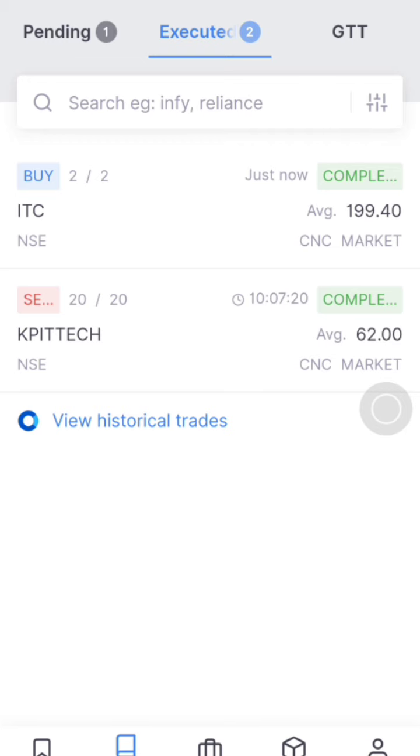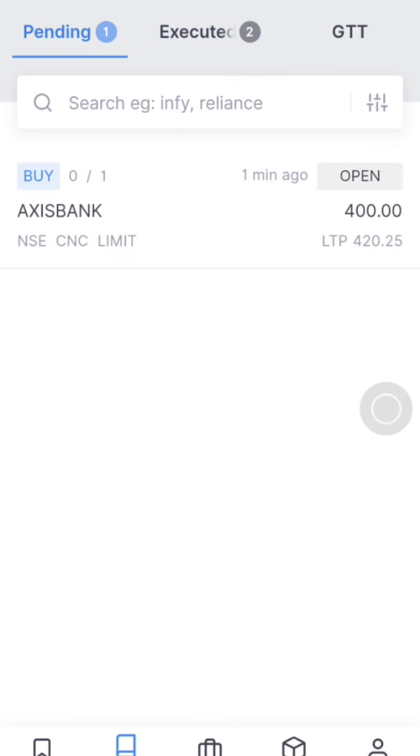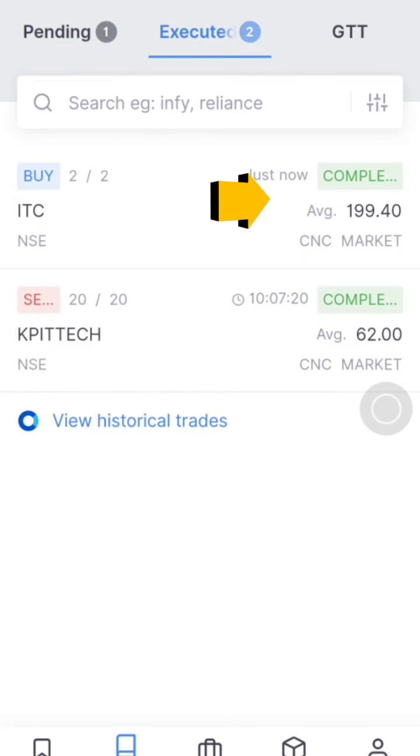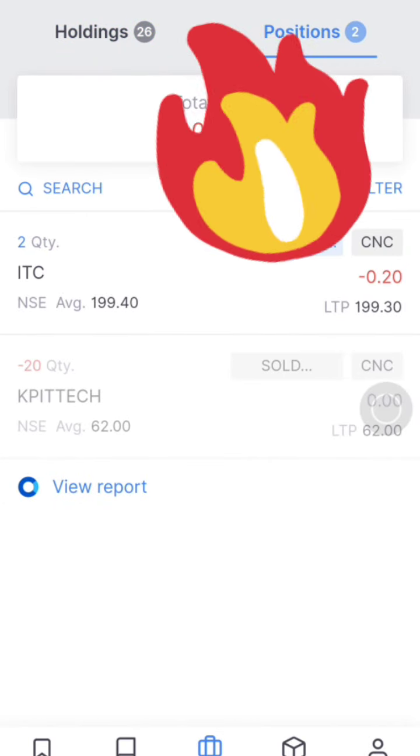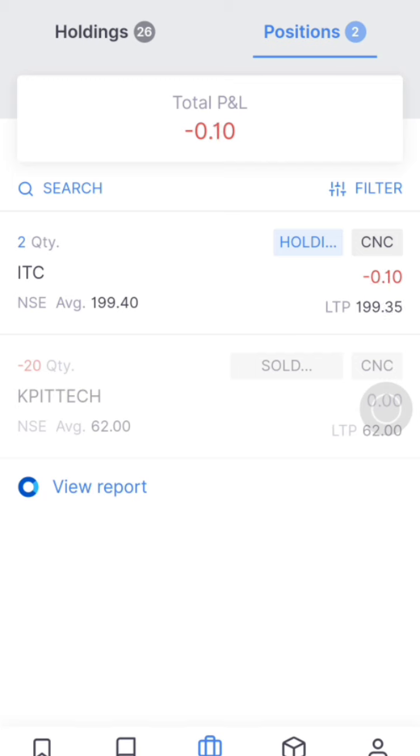So what you see is showing completed. It means, see, in pending it's showing my Axis Bank, because it's not triggered till now. I put 400, but in executed you can see my ITC share got executed, and you can see 2 shares I purchased at 199.40. It got completed. So once any share is completed, then there is something called portfolio. In the portfolio you can see there is something called holdings, something called positions. In holdings, when you purchase any shares, when you invest in any share for the long run in CNC, you can see those shares in holdings.